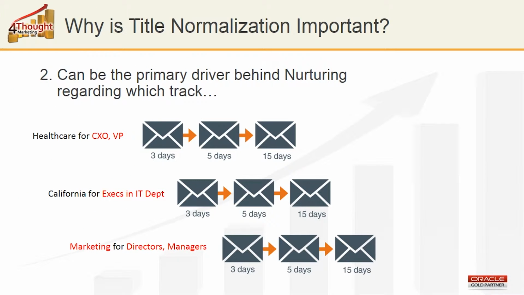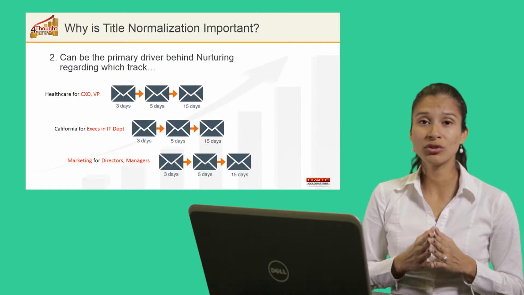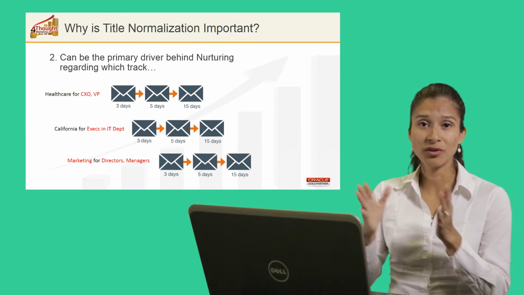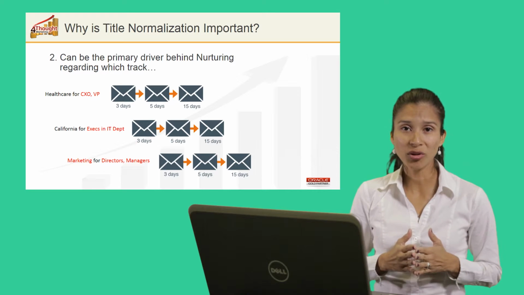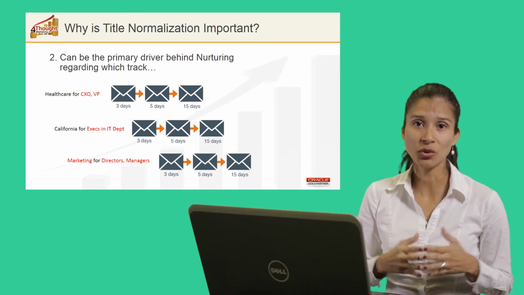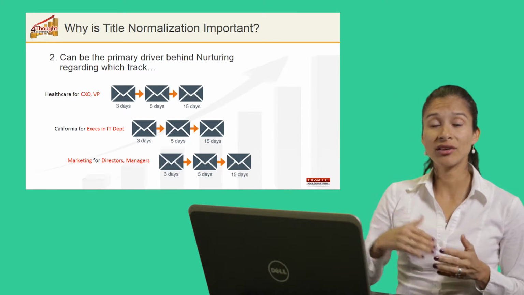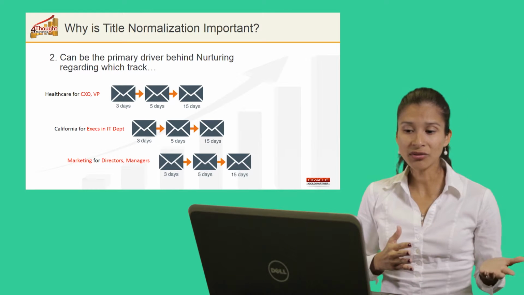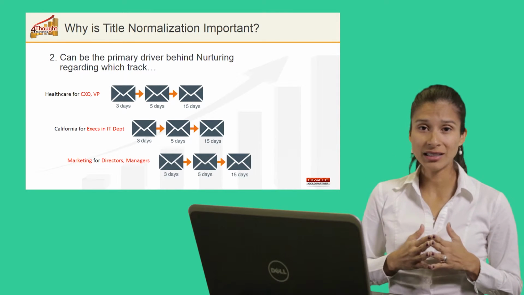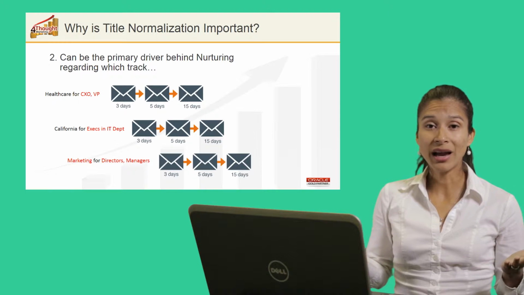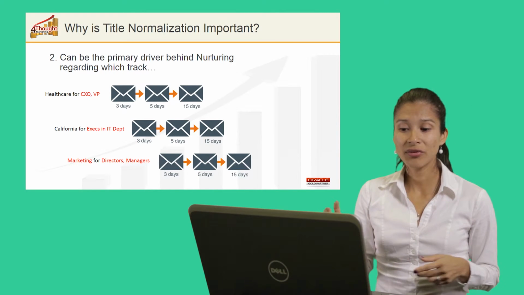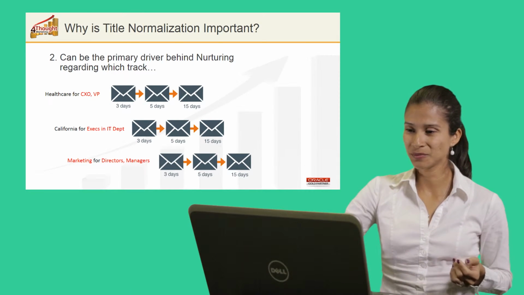Title normalization could also be the driver for your nurture campaigns. So when you're creating your campaigns in Eloqua, now with a normalized title, you will be able to differentiate between track 1, 2, and 3, and so forth. For example, we have a healthcare track for CXOs or VPs. We might have another track for people from California who are execs in the IT department, or we can also have a marketing track focused around directors and managers.